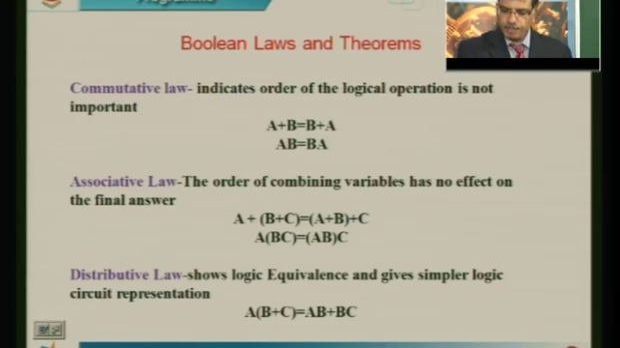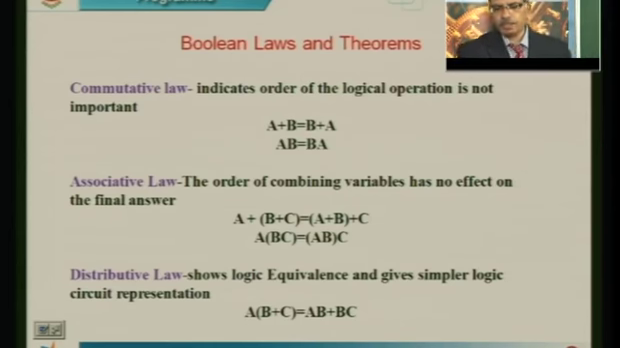is equal to (A plus B) plus C. In terms of product terms, A(BC) can also be written as (AB)C. This associative law indicates that the grouping of variables has no effect on the final answer. Whether you group B plus C or A plus B, it gives the same output. Here also, A(BC) or (AB)C gives the same output. The third one is the distributive law.